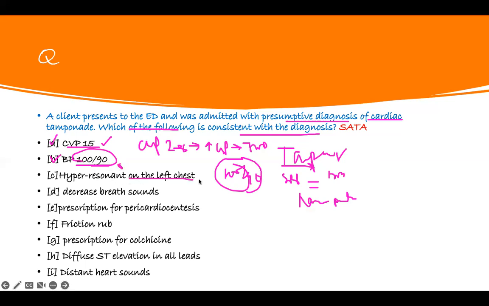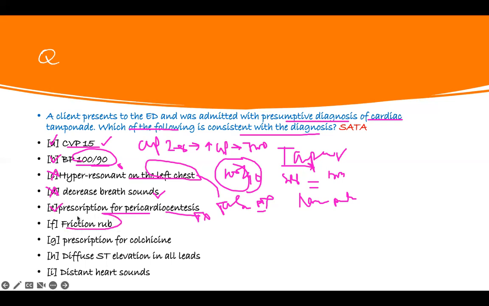Hyperresonance on the left side, where hyperresonance is tension pneumothorax. You see, that's how they can confuse you. Decreased breath sound, the same thing. This is tension pneumothorax. There's no change in your breath sound in cardiac tamponade. Description of pericardiocentesis. This is the treatment for cardiac tamponade.